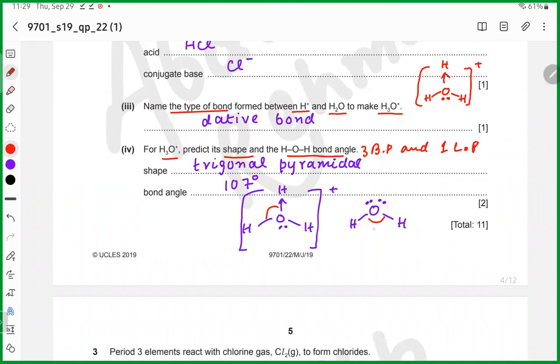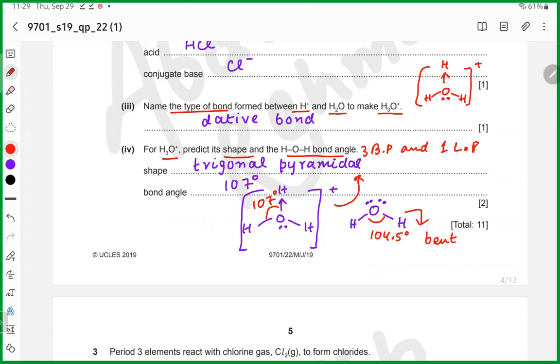But in water, due to the two lone pairs and two bond pairs, the bond angle will be 104.5 degrees. When we consider the same bonds in a hydronium ion, which has one lone pair fewer than the water molecule, its bond angle must be 107 degrees. And due to the three bond pairs and one lone pair, its shape will be trigonal pyramidal. And in water, as there are two bond pairs and two lone pairs, the shape is bent.